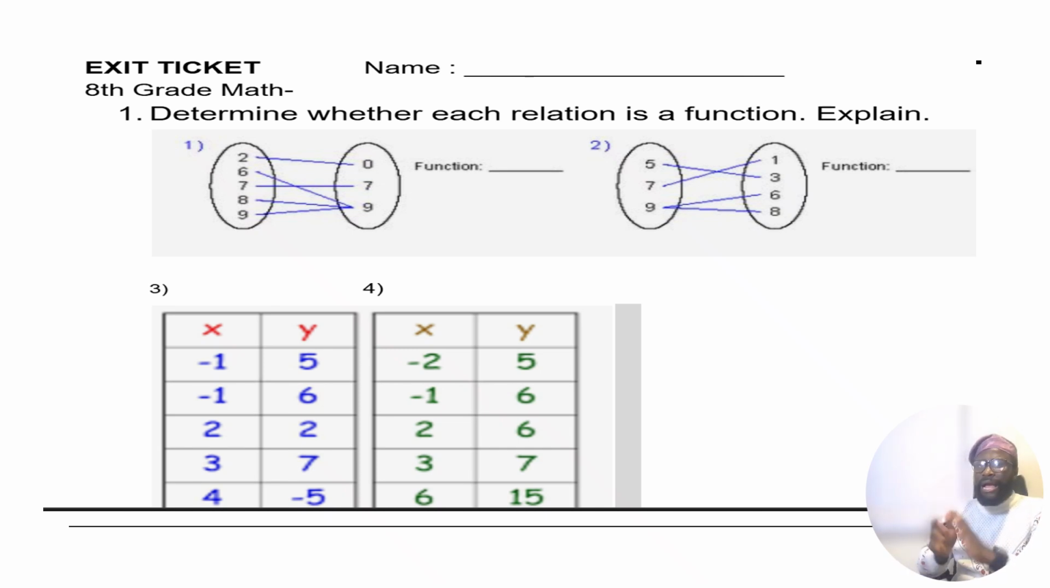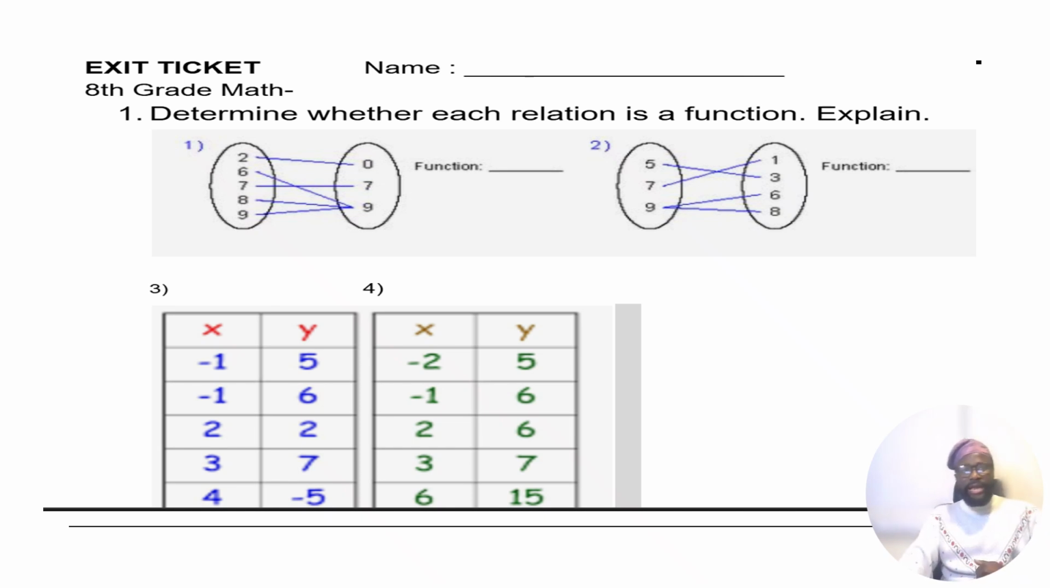Now I want to believe you understand the concept of function. A function is a rule that assigns an input to an output. Take note of something. You can have a repeating y value, but your x value cannot repeat itself. The moment you have a repeating x value, it's no more a function.